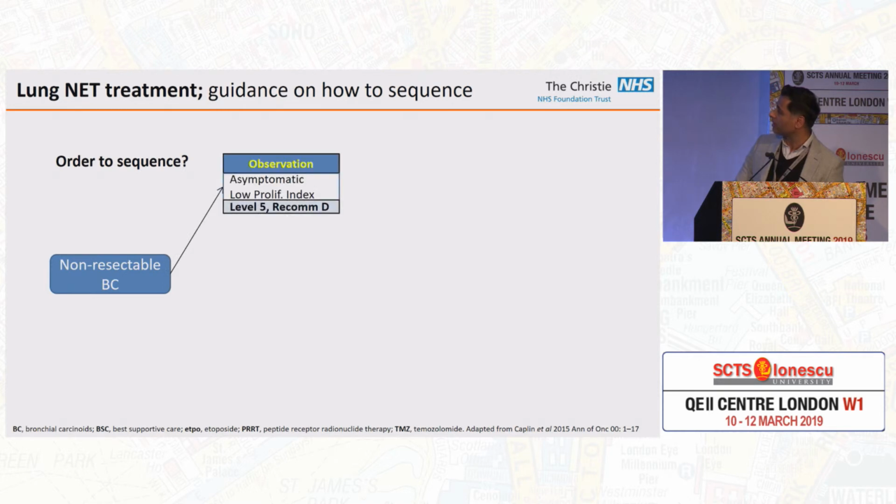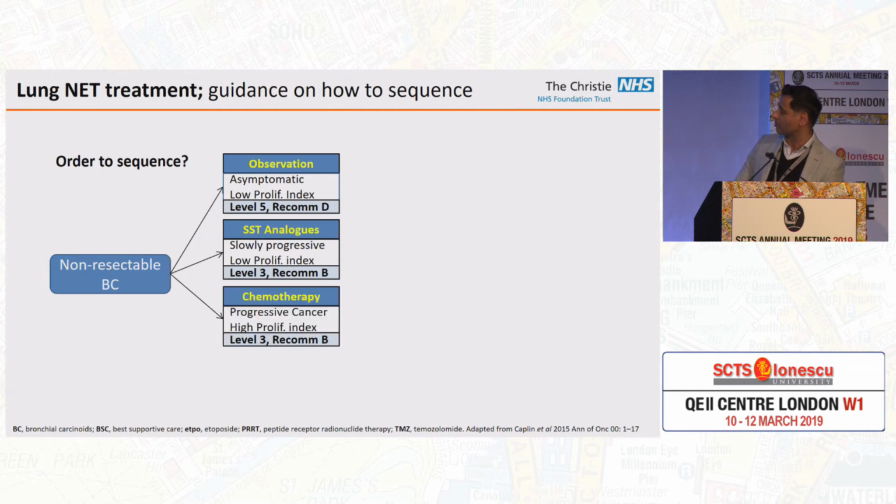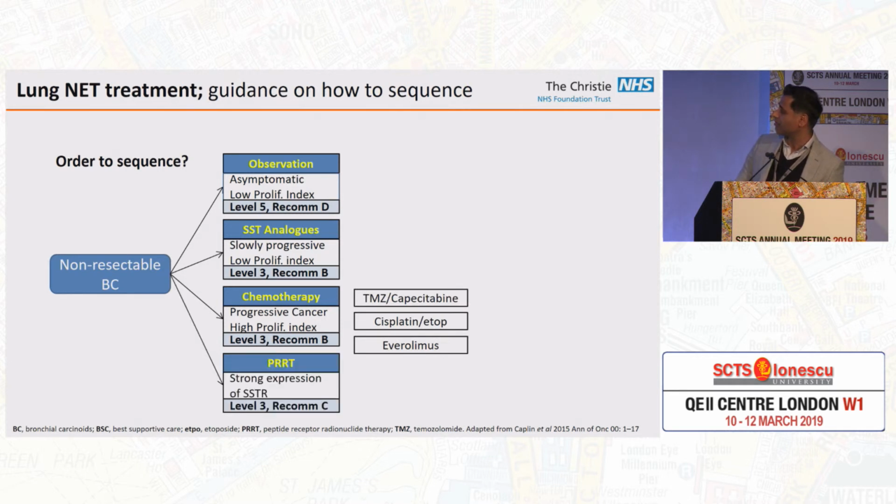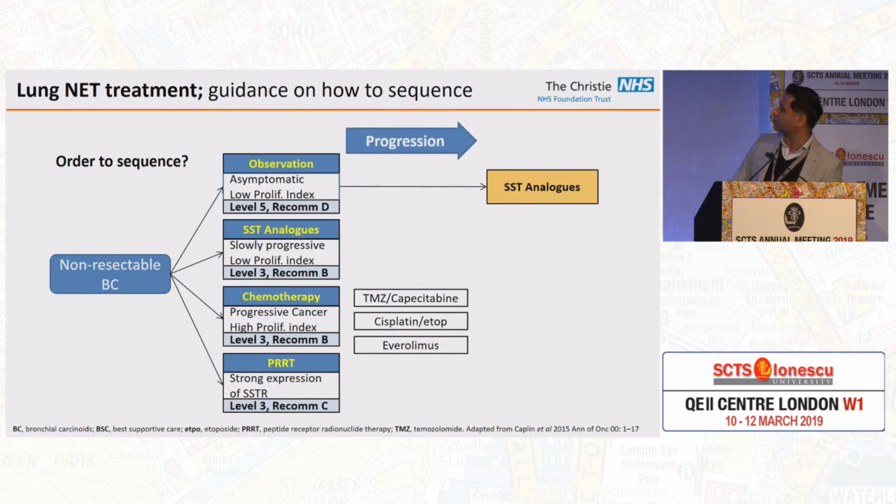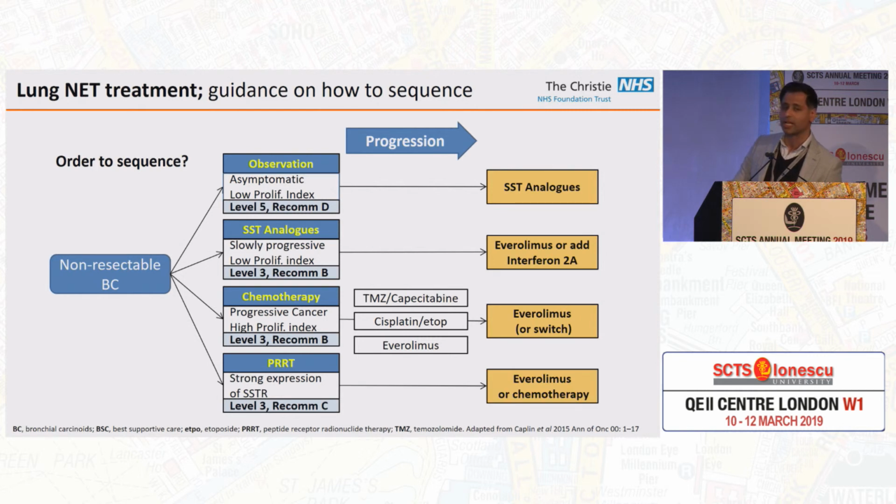What about sequencing? So very quickly, for patients that are asymptomatic with a very low proliferation index, you can just observe them. For patients that have a slowly progressive cancer, you can give them a somatostatin analog. For patients that have progressive cancer, give them chemotherapy, and that's the choice. And for those that are strongly expressing somatostatin receptors, you can give them PRRT, and then you can mix and match at relapse.